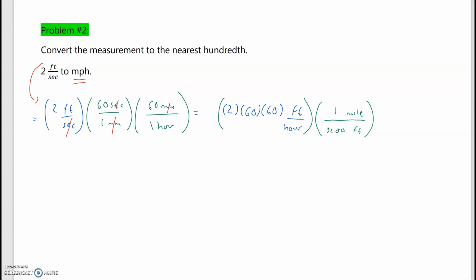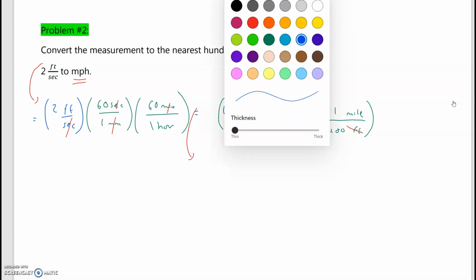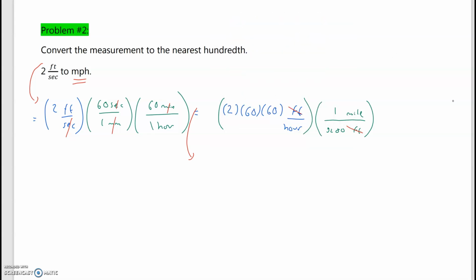We do have to be extremely careful. We have to make sure that the units cancel, because if you accidentally put it backwards, you would end up with feet squared per mile or some other quantity that is not correct. So in this case, we're going to be left with 2 times 60 times 60 over the 5280, and this will be miles per hour. Since feet cancel, we're left with miles per hour.